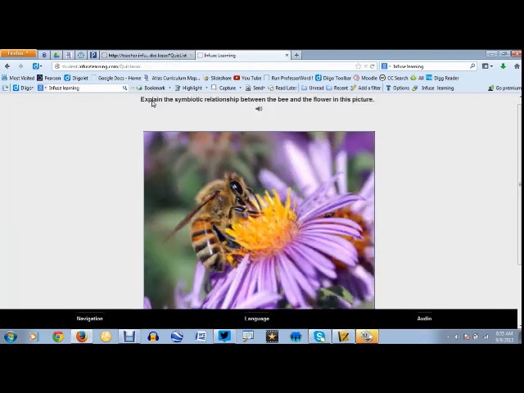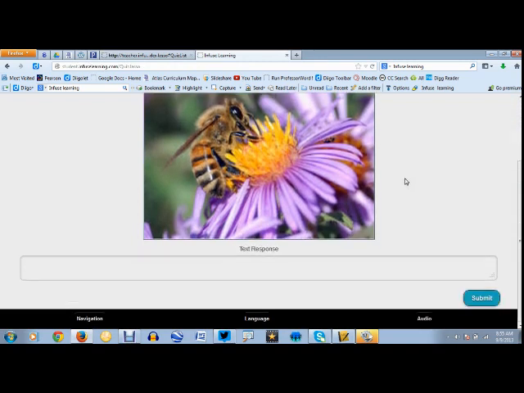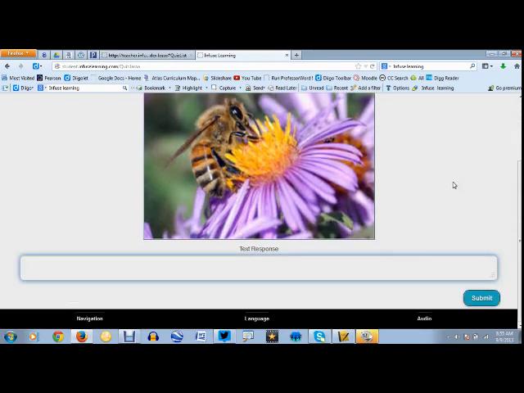Another one here: explain the symbiotic relationship between the bee and the flower in this picture. This is a text response, so you could do multiple choice, but let's say I want the bee pollinates the flower by moving pollen, and the flower gives the bee nectar to drink. Oops, sorry.